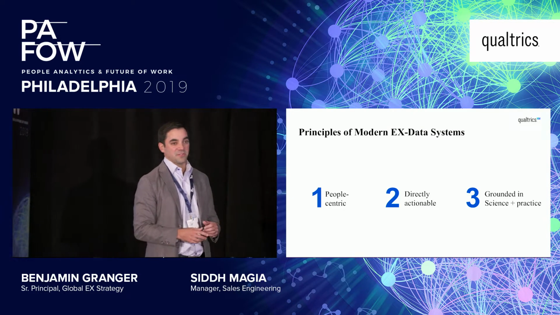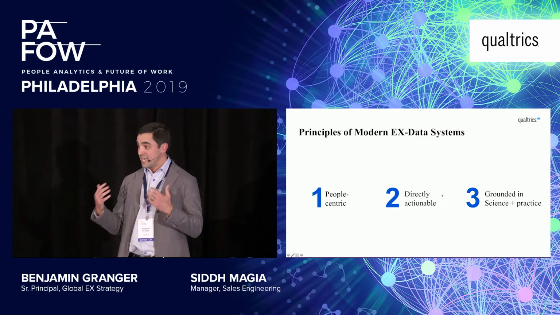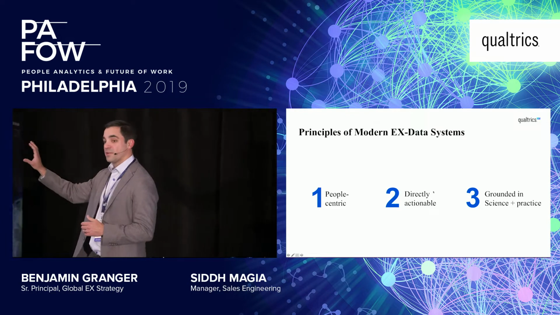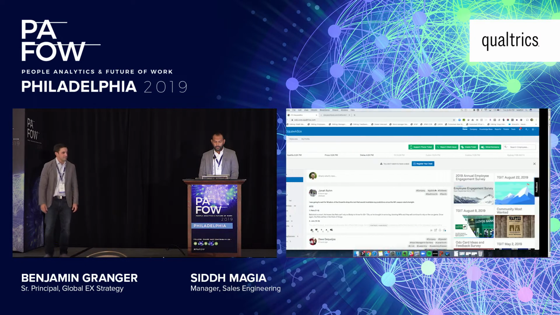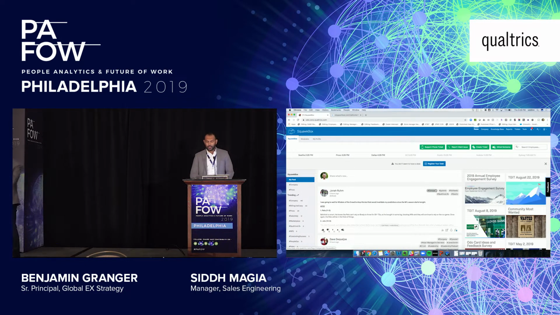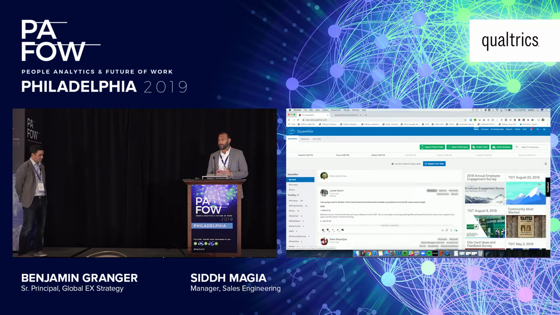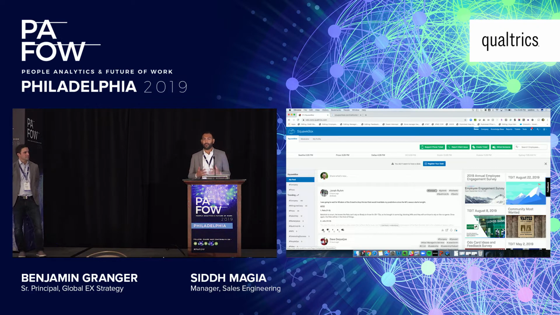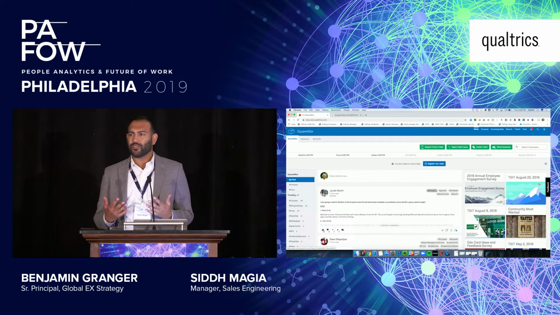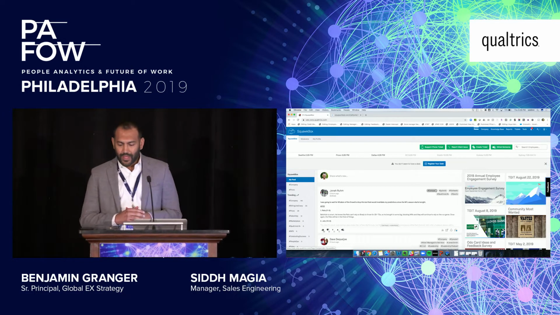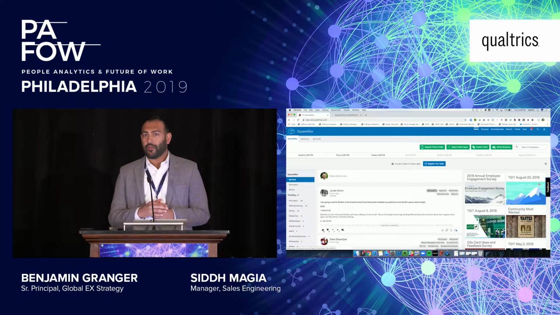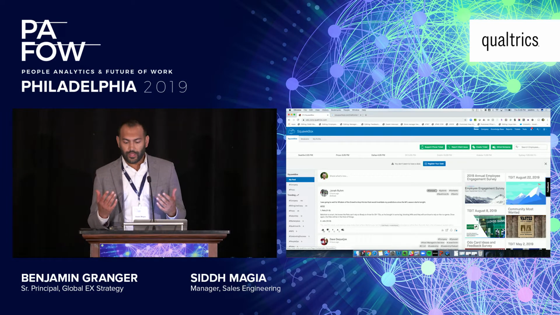So we're going to start with the first pillar, and Siddh's going to show you some techniques and ideas for how you can make an experience data system that is more people-centric. Perfect. Thanks, Ben. All right, so as Ben mentioned, we really want to meet employees in a system that they're familiar with, that they use on a regular basis. Qualtrics has really revolutionized this idea of collection of feedback. You know, surveys shouldn't really feel like surveys. They should feel more like conversations. And they should be triggered in moments that matter for the employees.